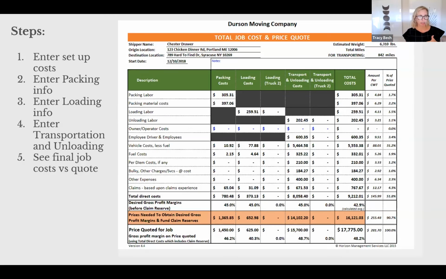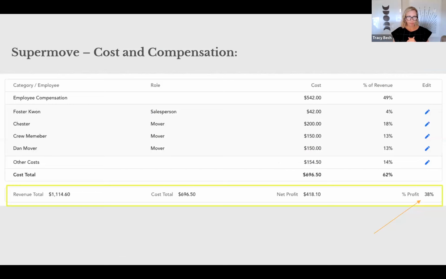There's also some screens in Supermove that you can see. I have a screenshot here of the cost and compensation screen that will also show you, based on the employee costs, what your profit margin is on this job. So it's not necessarily fully loaded, but it is another really great place where you have transparency and can see what the cost and compensation are per job, outside of truck costs and things like that.